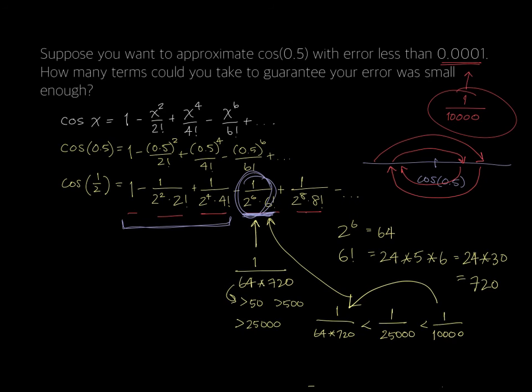So if we wanted to approximate cosine 0.5 with this level of accuracy, we would only have to use these first 3 terms. We would say 1 minus 1 over 2 squared times 2 factorial plus 1 over 2 to the 4th times 4 factorial. And that would be an approximation that would get us as close as we needed to be.